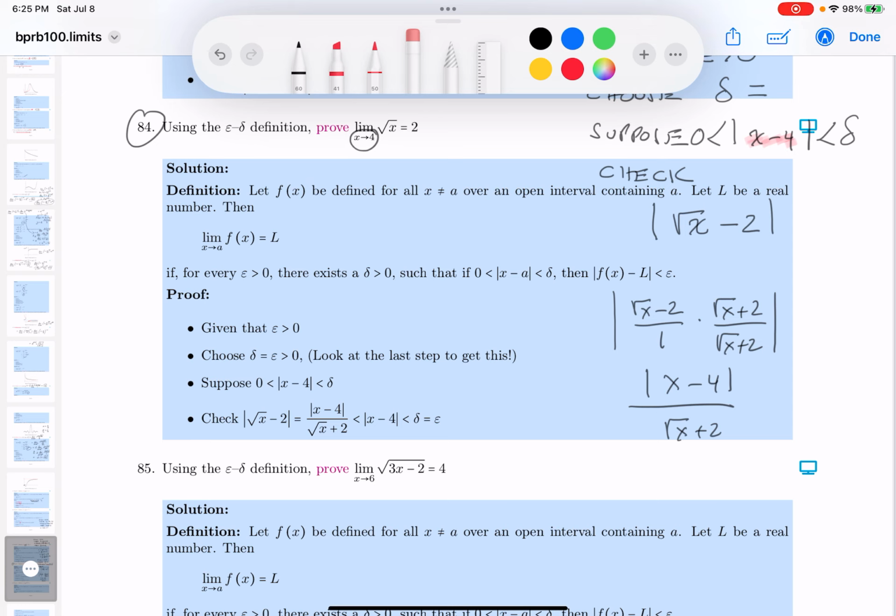The other thing I notice about this over here is that the square root of x plus 2 is greater than or equal to 2, always, which means that this here would have to be less than the absolute value of x minus 4. All right? Has to be. Now, what do we know about that? Well, it's up there. It's less than delta. And this has to equal to epsilon. So what's our delta? Our delta is epsilon.